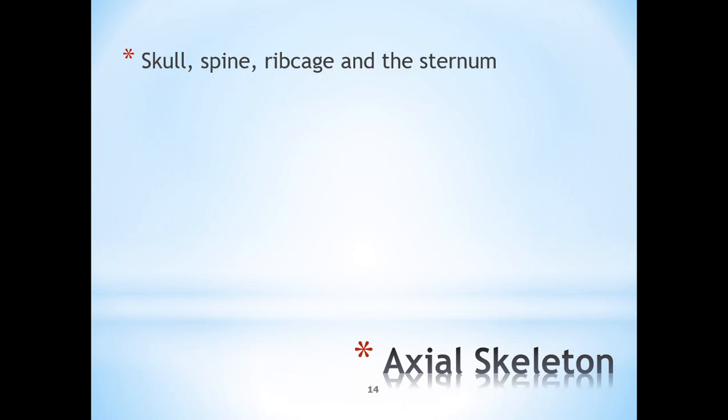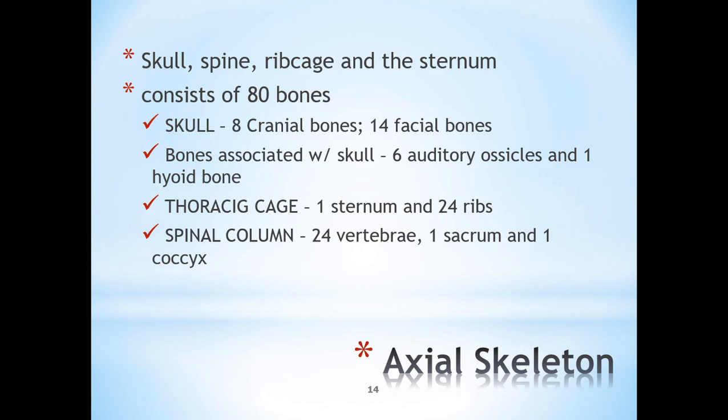Okay? So your skeleton is actually divided into two. The first one is what we call your axial skeleton. Your axial skeleton is composed of your skull, the spinal column, your vertebrae, rib cage, and your sternum. So it consists of 80 bones. In your skull, we have 8 cranial bones and 14 facial bones.